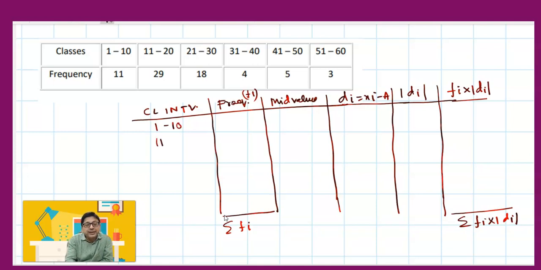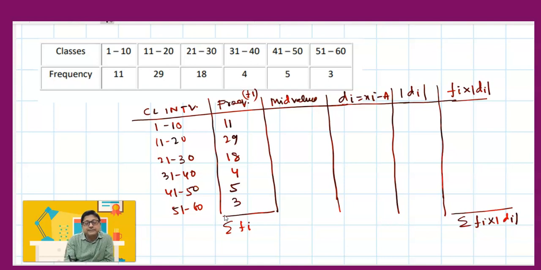So the classes are 1 to 10, 11 to 20, 21 to 30, 31 to 40, 41 to 50, 51 to 60, and the frequencies are 11, 29, 18, 4, 5, 3. The mean values of these classes you need to find, it is 5.5, this is 15.5, 25.5.